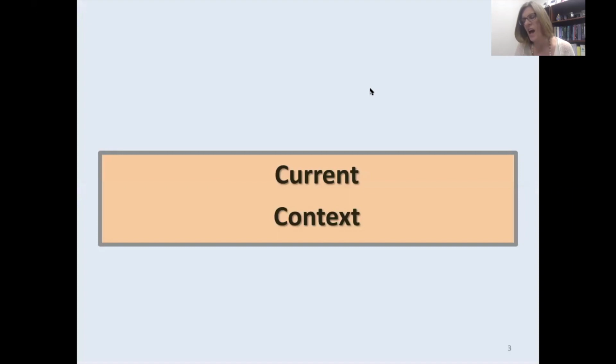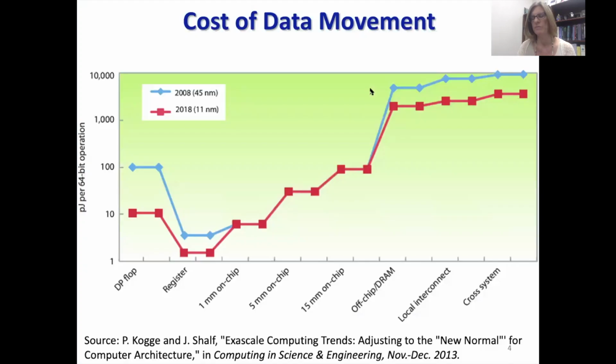I'll start by providing context for moving software to current and upcoming systems. This is perhaps a familiar graph from Kogge and Shalf. It's showing the energy required for different operations, for floating point operations and moving data across a chip and across a system. Note that it's a log scale, and the blue line refers to modeling of 2008 systems, and the red 2018. And keep in mind this was done in 2013.